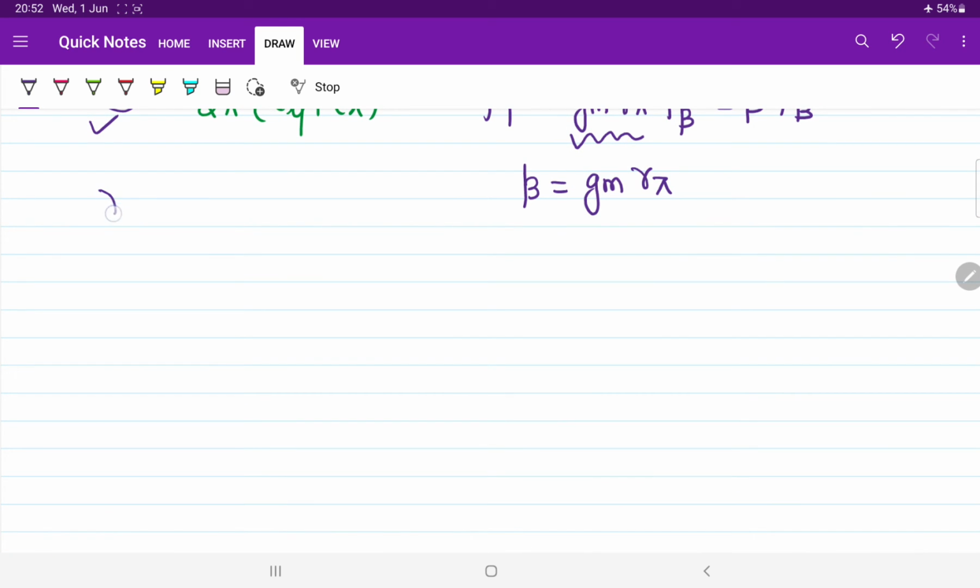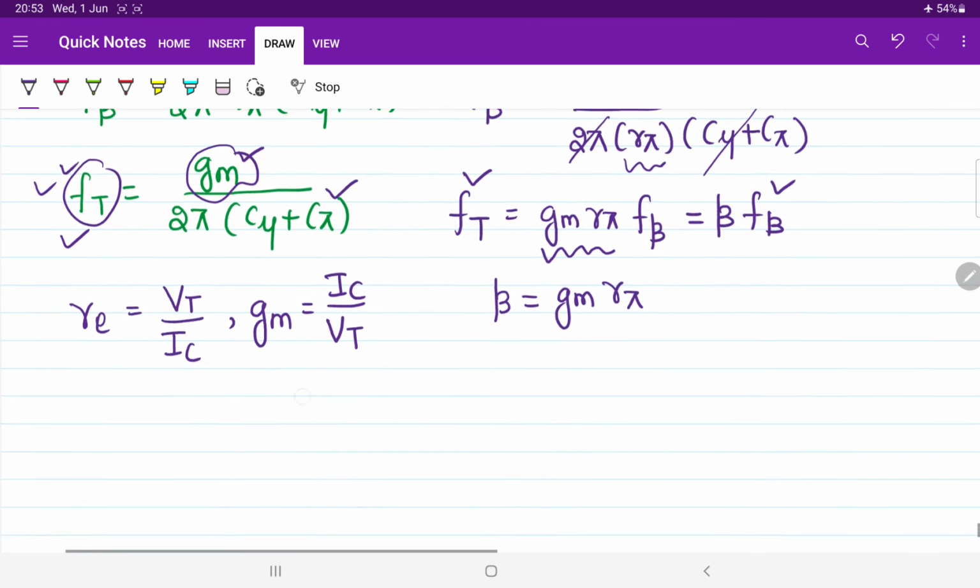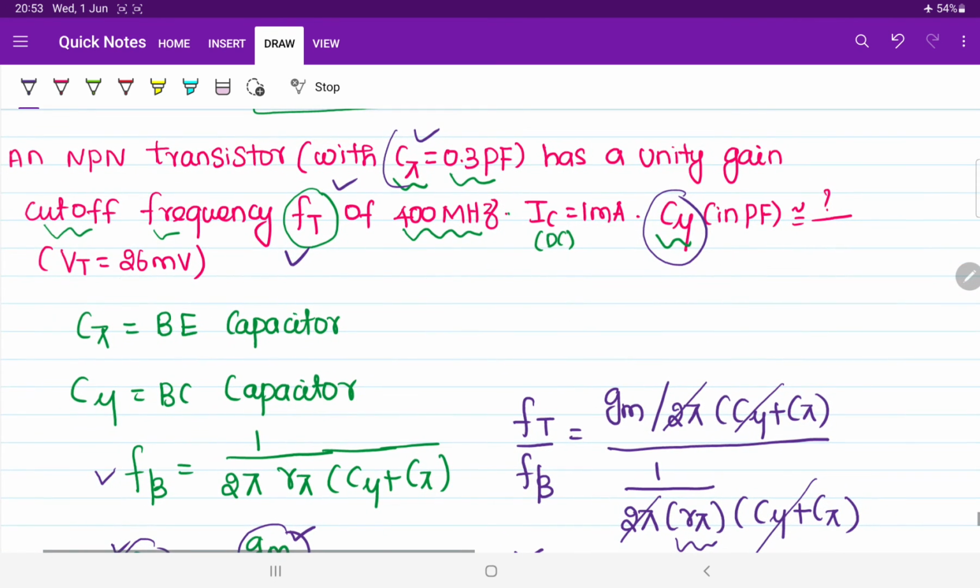I hope you all remember the relation between Re and transconductance. See, how will you calculate the value of Re? Re can be calculated with the help of Vt and collector current Ic. Similarly, if you want to know the value of transconductance, just opposite, reciprocal to this dynamic emitter resistance. So, if you take the reciprocal, then it will become collector current IC upon thermal voltage VT. Finish.